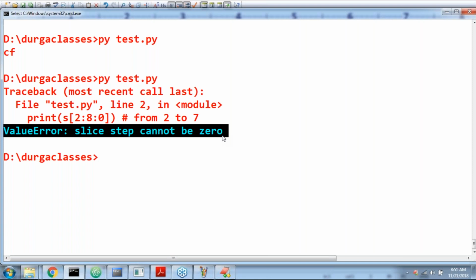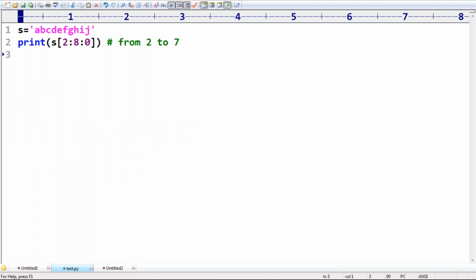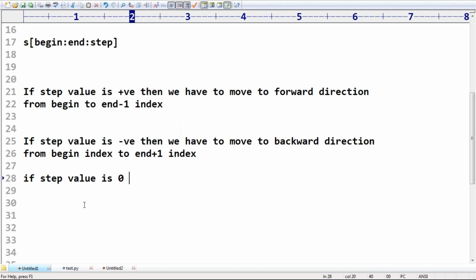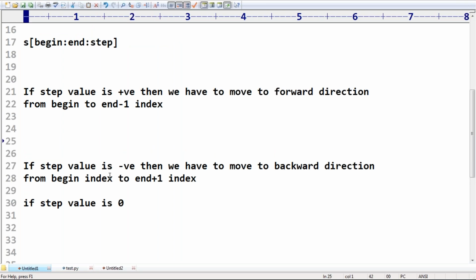I hope you are getting the clarity. I will give negative index examples later, don't worry, just observe the terminology first. Manoj, illegal argument exception is the Java exception, not Python. It is a value error we get. Now let me summarize the rules: in forward direction, if step value is 0, then we will get value error.